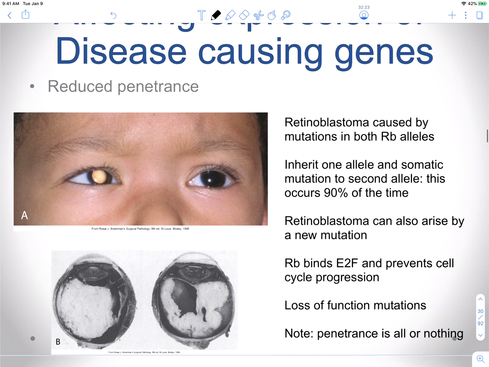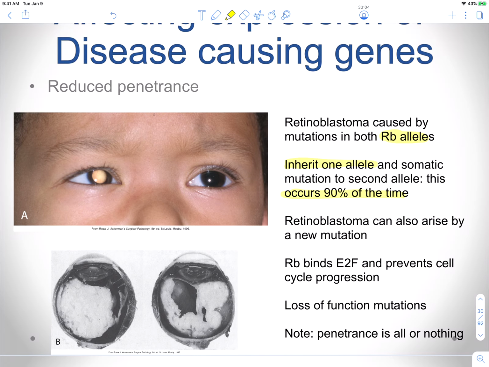So retinoblastoma, again, is going to be reduced penetrance. This is caused by mutations in the RB alleles, the retinoblastoma gene. You typically inherit one mutated allele, and then as you go through life you have somatic mutations to the second allele, which occurs 90% of the time in people who have inherited one mutated allele. Retinoblastoma can also arise by a new mutation, so it can be not in the family pedigree, but occur as a spontaneous new mutation.